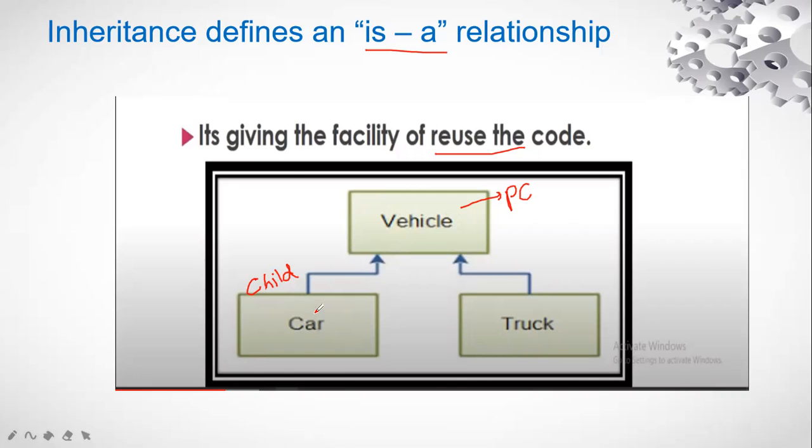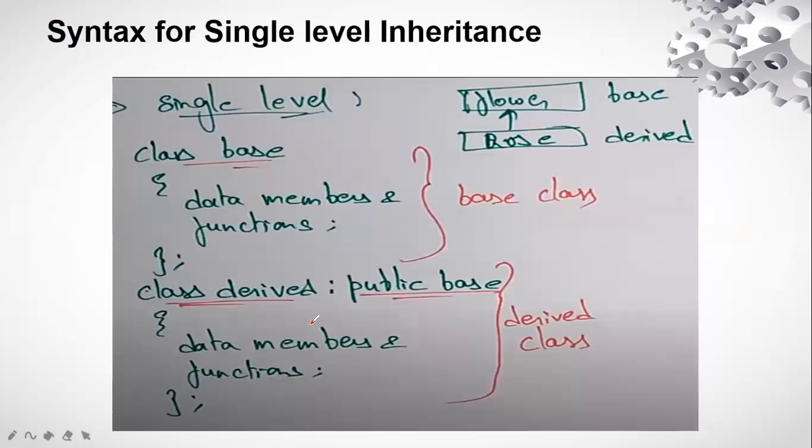So that is why this car class can be called the child class or the subclass, while the vehicle class can be called the parent class or the base class, right? The car class can also be called the derived class. Same with the truck. Now, let's see how we are going to do it.